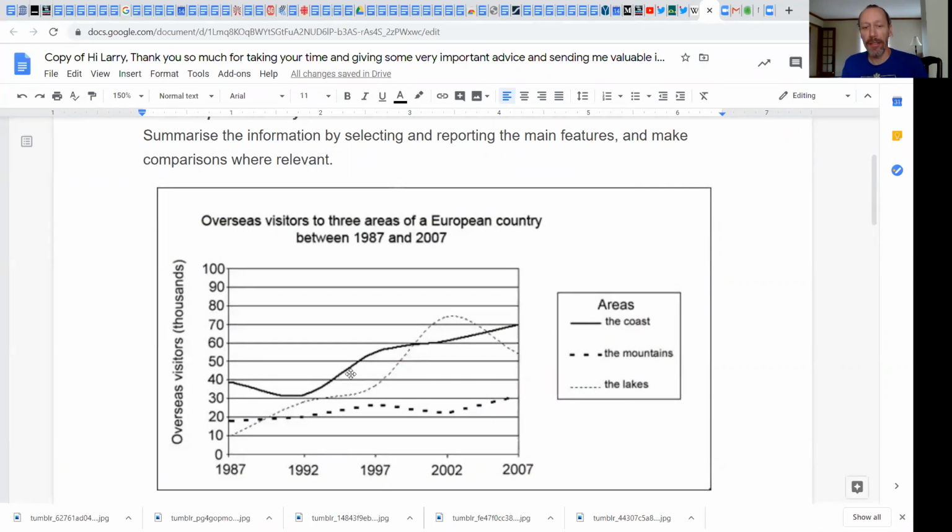This line here, the solid line, is the number of tourists who went to the coast. The bottom line here, the heavy dotted line, is the number of overseas visitors who went to the mountains. And this other line, which kind of snakes up here, is the number who went to the lakes.